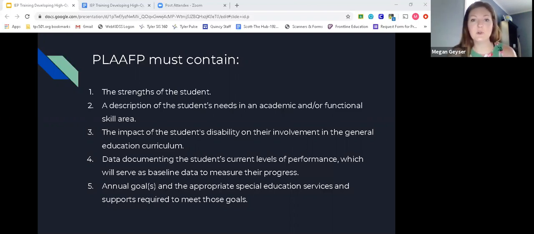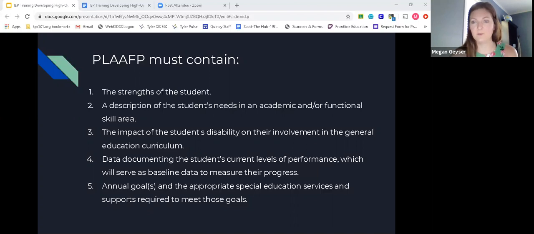Okay, number 2, a high quality PLAAFP should contain a description of the student's needs or weaknesses or deficits in that academic and or functional skill area. Again, this is where that data collection comes into play. Again, we will discuss that soon. And it really should reflect the area of need in the academic, social, emotional, behavior, and or functional skills. Where's the deficit? What does the data tell us?